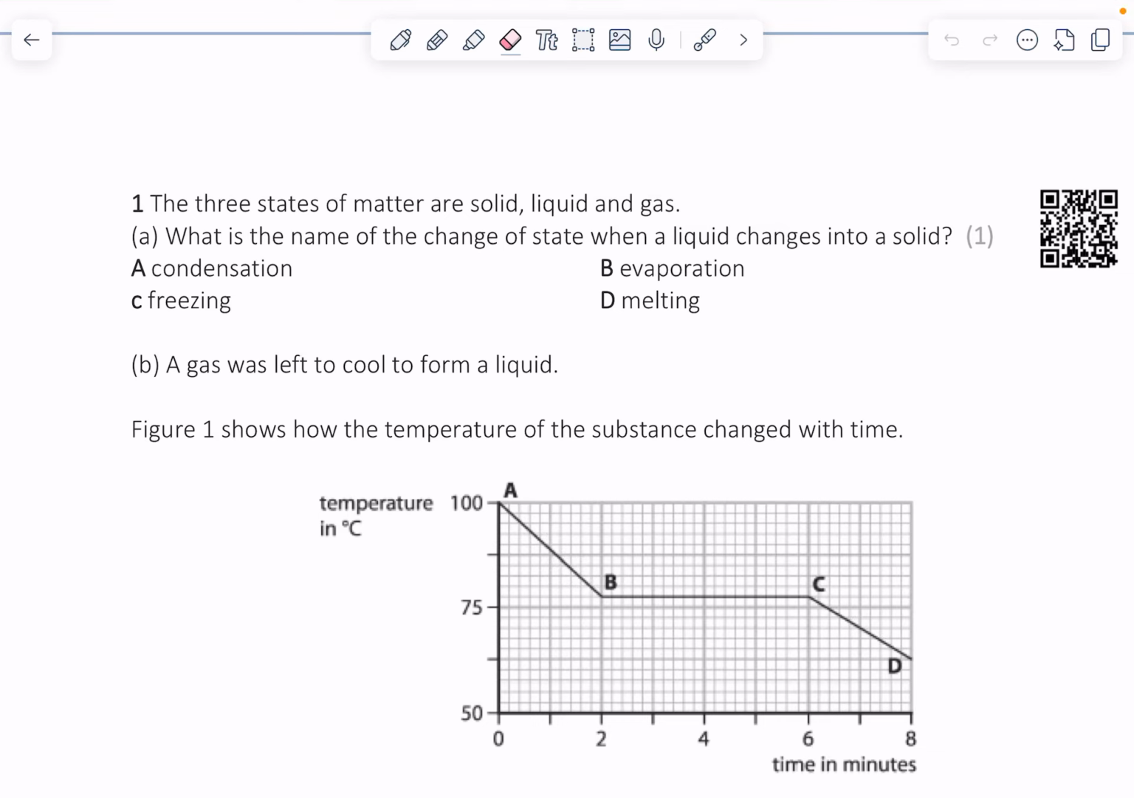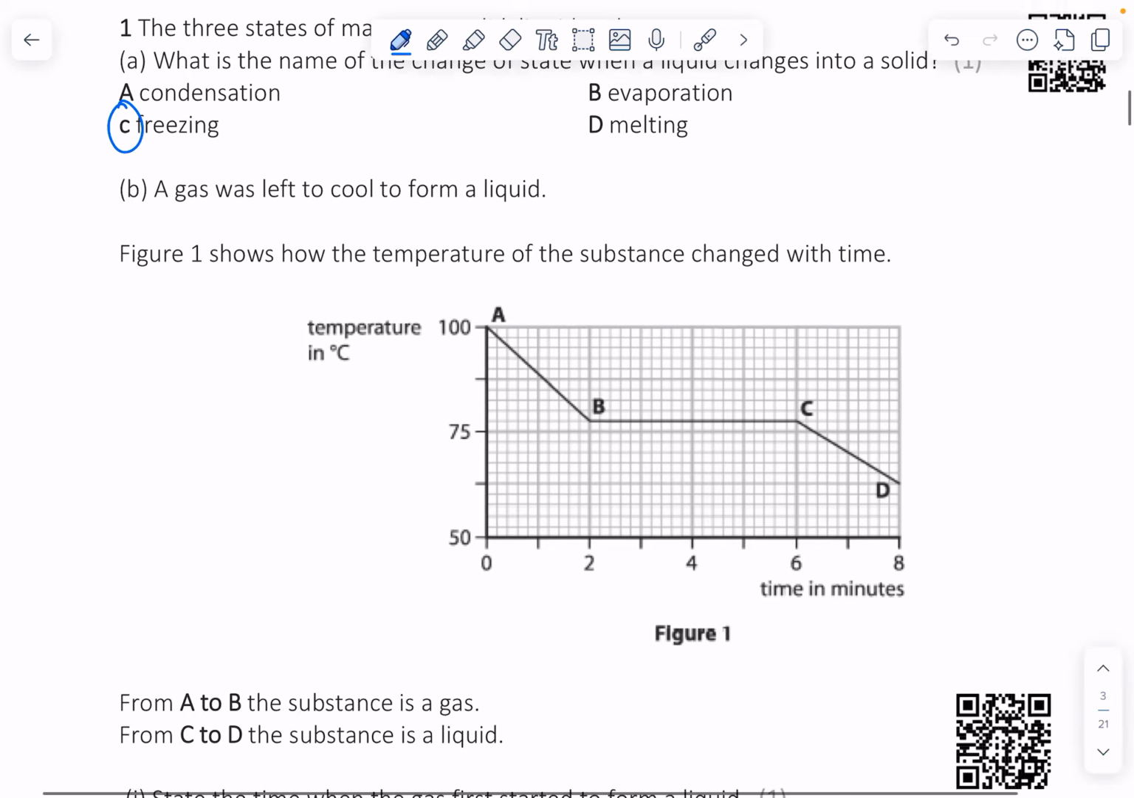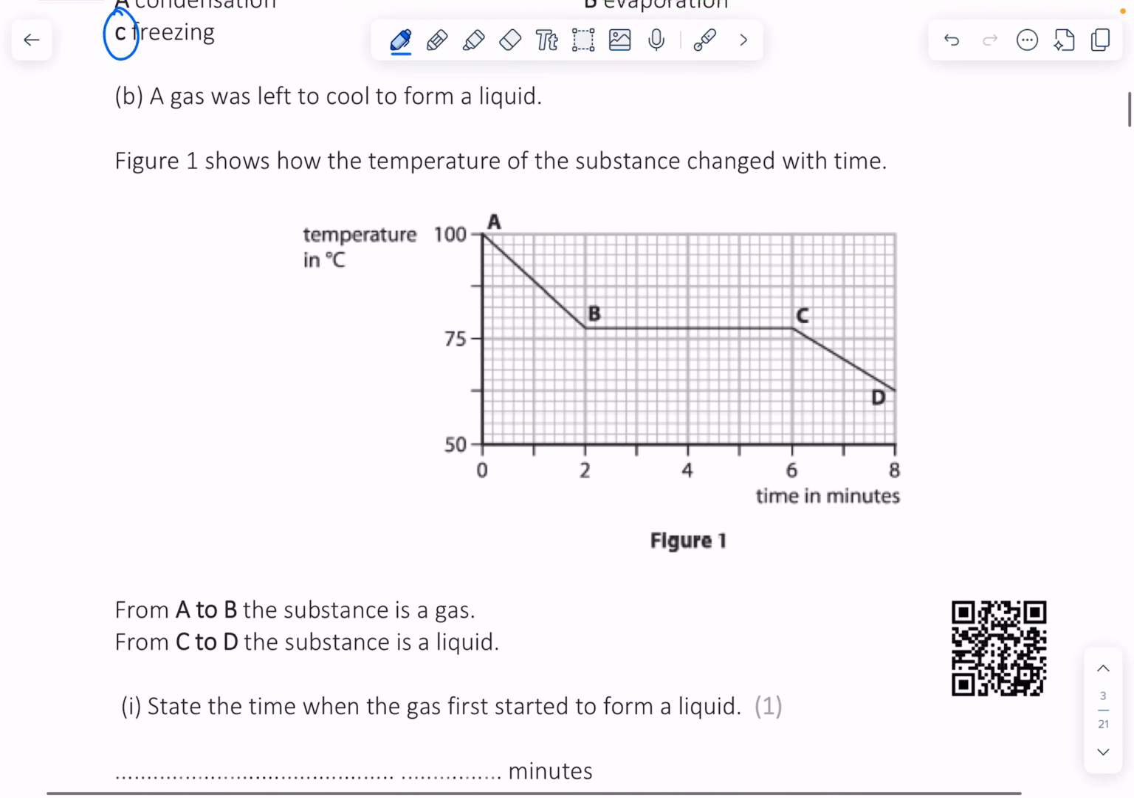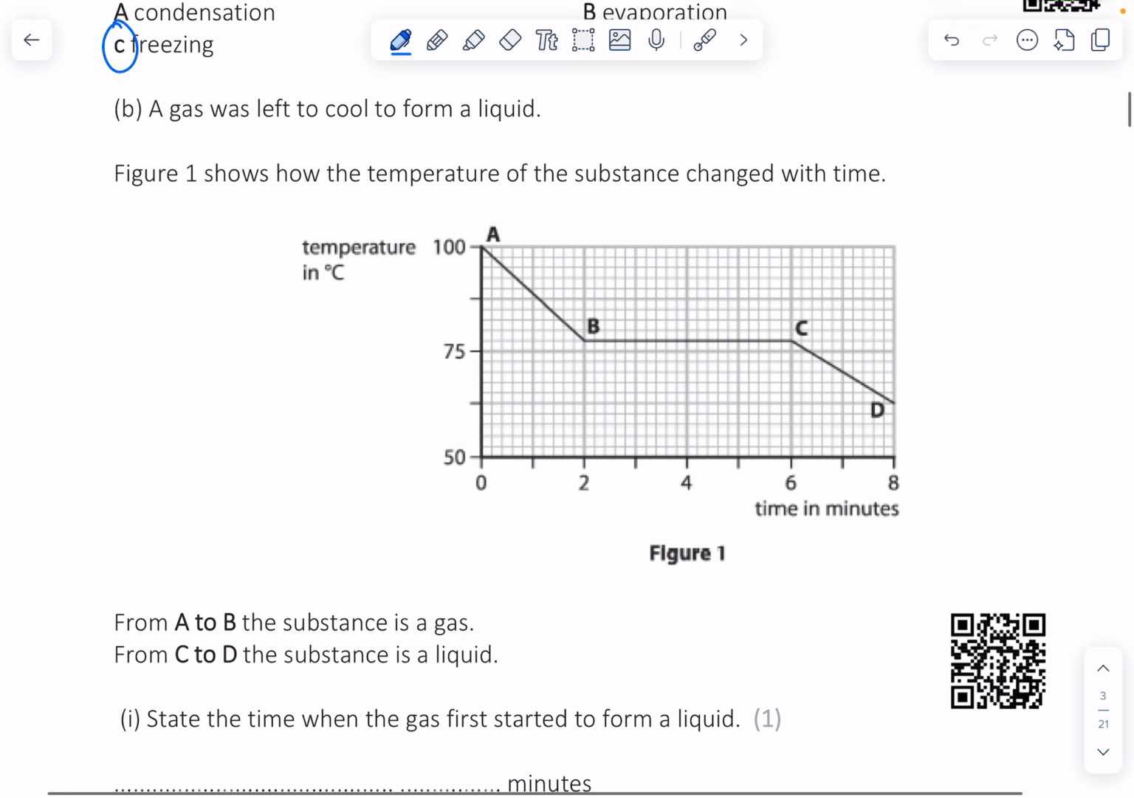So the name given when a liquid changes into a solid. Again, this is pure core knowledge, but liquid going to a solid is freezing. We'll circle that one. And then we've got a graph here. Let's make sure we understand the graph before we start to answer the questions.